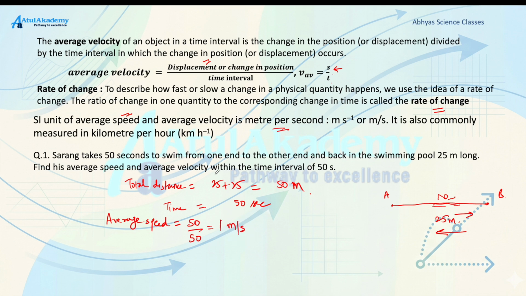Okay, average velocity within the same time interval. So average velocity, what will it be? The displacement, if you see students, from A to B and he's coming back to A, so displacement will be 0, right? Opposite direction it is coming. So 0 by 50, so it's 0 meter per second. So if displacement is 0, velocity will be 0, because direction is included over here. I hope this is clear.